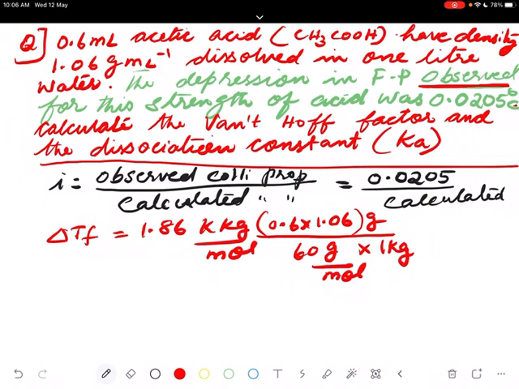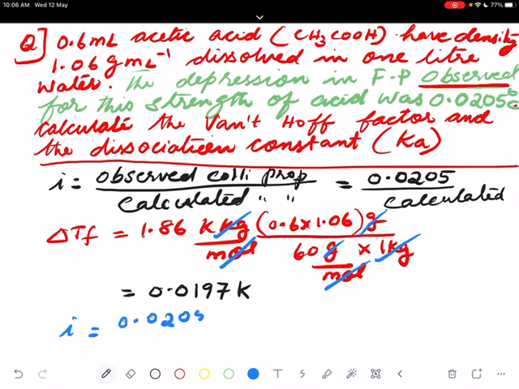1 liter water means 1 kg water. So what all things get cancelled? kg got cancelled, gram got cancelled, mole got cancelled, and finally we have only Kelvin. What I have got after calculation is 0.0197 Kelvin. Now I can find out i. i is equal to 0.0205 divided by 0.0197. So i is equal to 1.041.